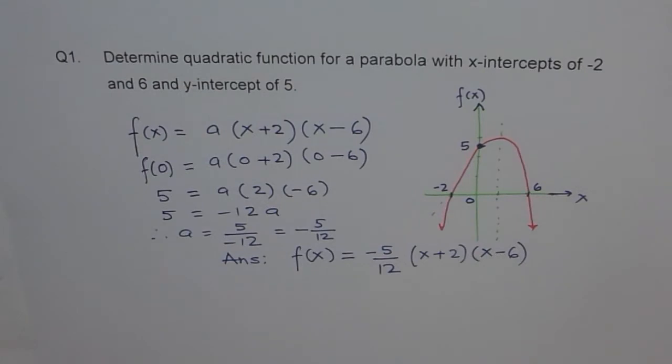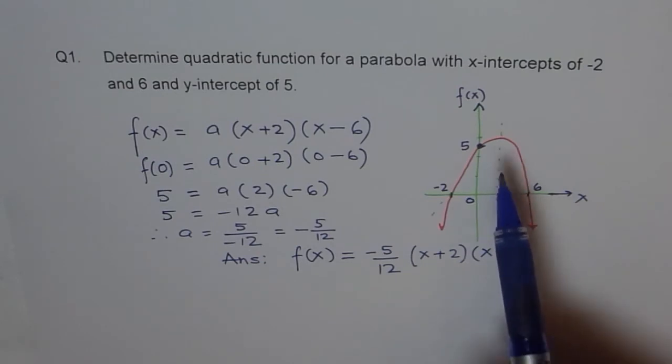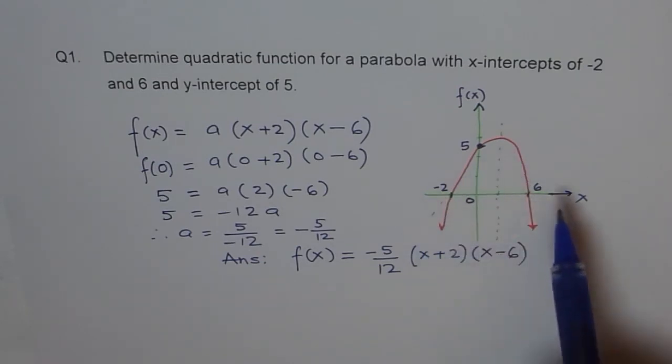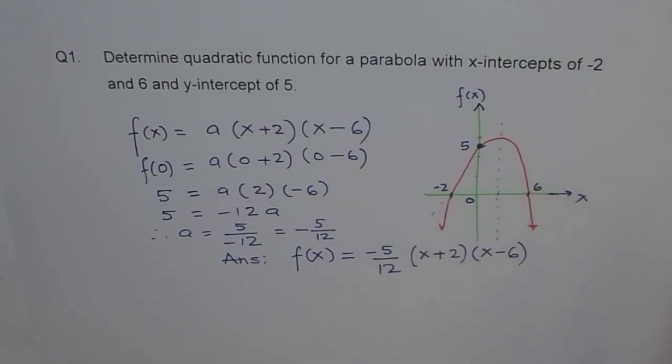We'll see some more examples to find the equation of a parabola given different conditions. Here intercepts were given; sometimes points will be given, sometimes the vertex will be given. From all those different conditions, we can find the equation of the parabola. I hope you understand the method. It's very simple. Just follow the steps.